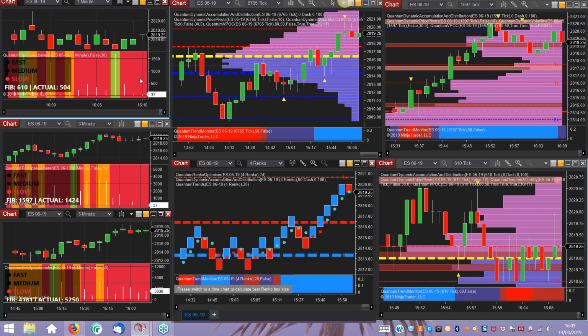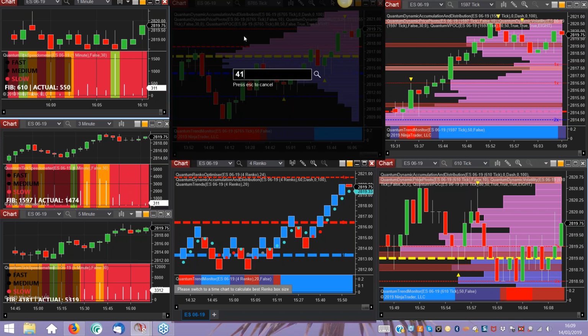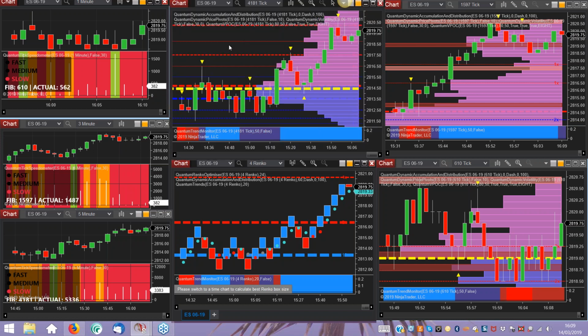Still pretty much in red, not a great deal of activity. Excuse me, I'm just switching off for a minute. Not much activity on the ES, I'm afraid. It's dying, and these numbers here are very low. 610, 1597, and 4181. This needs to be stepped down. 4181 is very low for the ES.